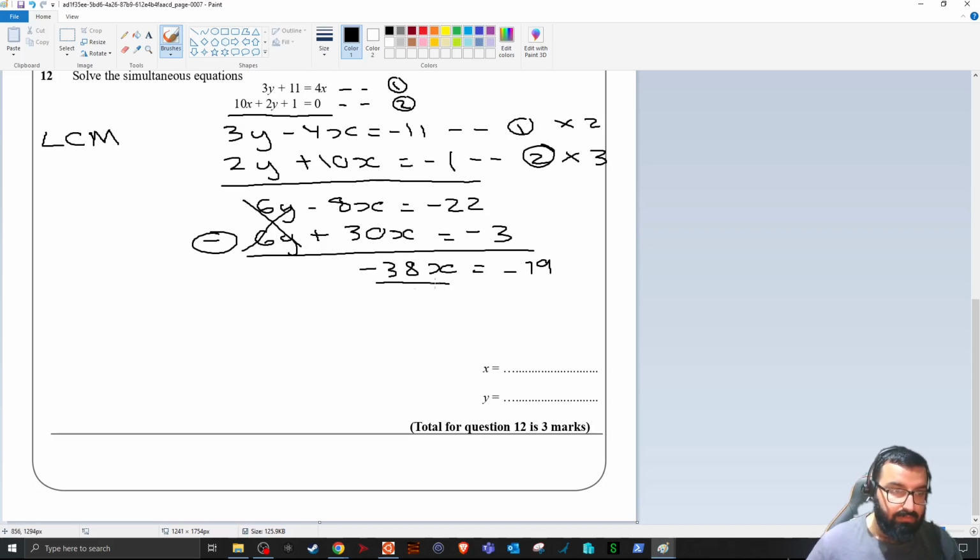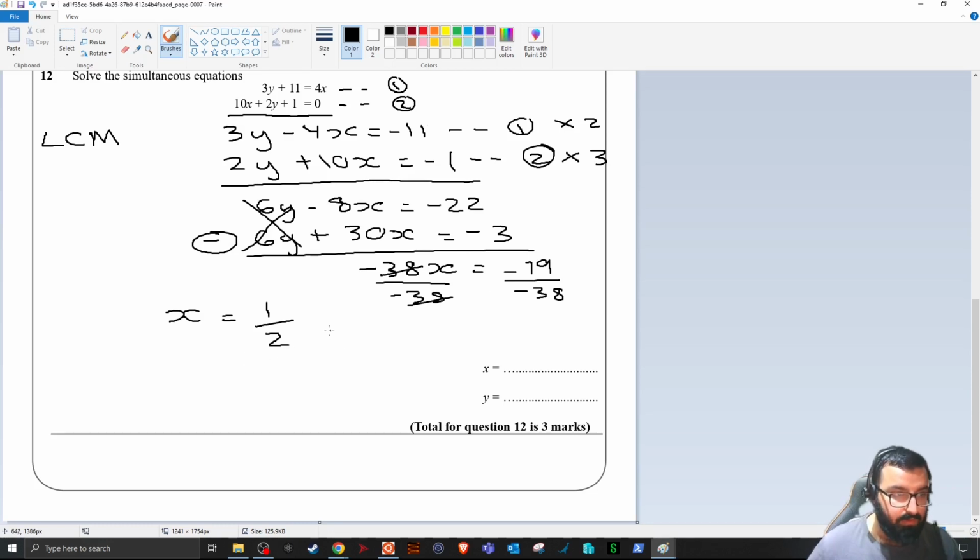I'm going to divide both sides by minus 38. So obviously these two cancel. x equals minus 19 over minus 38. We already know that 19 times 2 is 38, or you could just do this in your calculator. So it's much better to simplify, which equals positive a half, because the two minuses also cancel out.